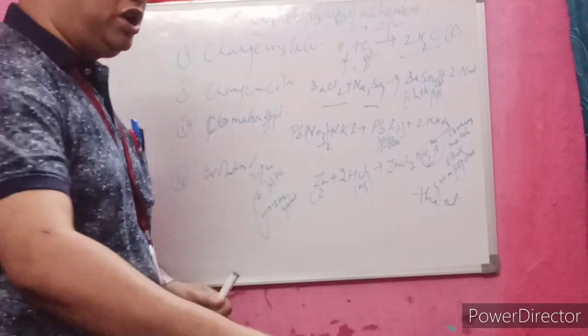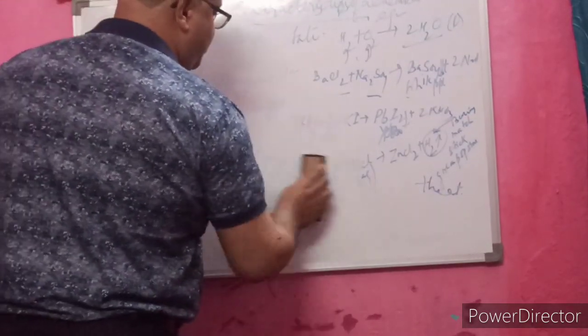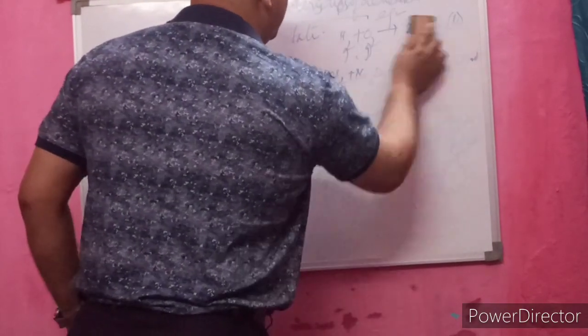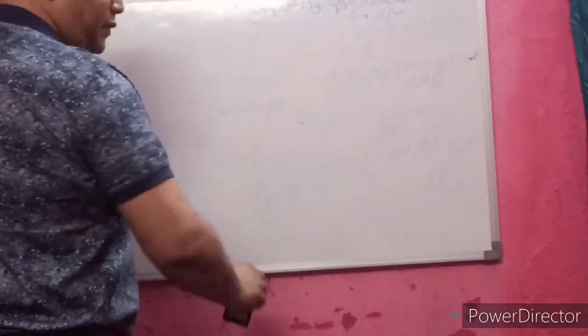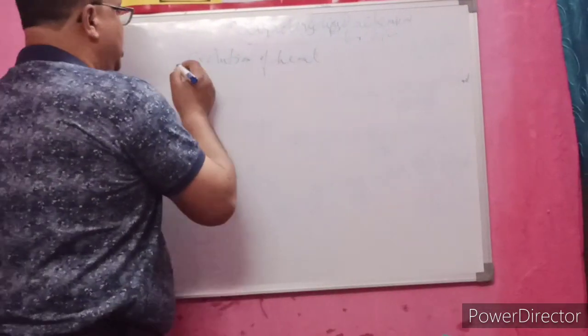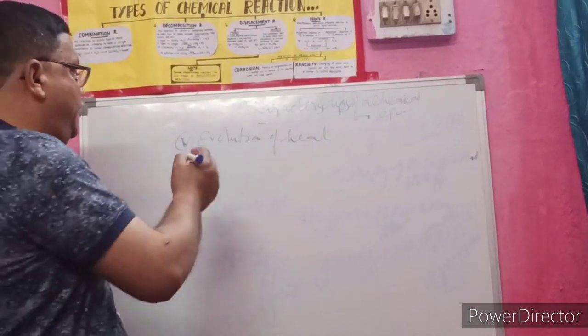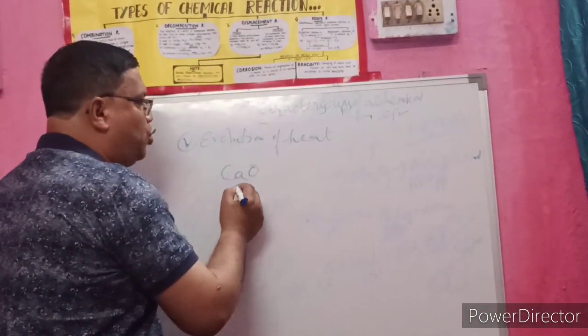To make it more clear, I'll give you one more example of evolution of heat. Next, the last one is the evolution of heat. Like if you take quicklime, CaO, quicklime.